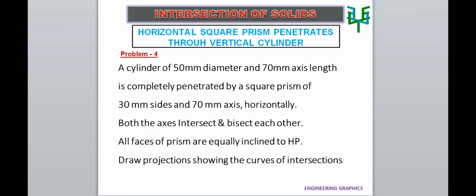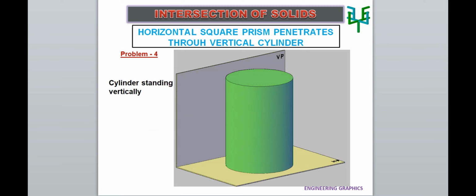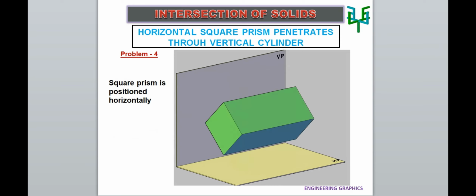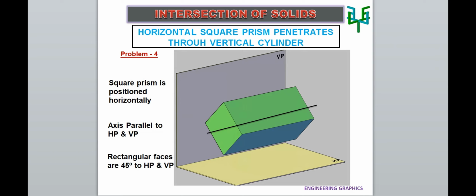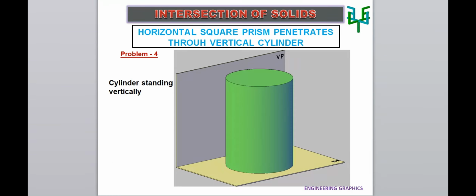In this problem, a cylinder is standing vertically so that its axis is perpendicular to HP and parallel to VP. And a square prism is positioned horizontally so that its axis is parallel to both HP and VP. At the same time, the rectangular faces of the square prism are equally inclined to HP. When the rectangular faces of a square prism are equally inclined, that inclination will be 45 degrees. In fact, the rectangular faces of this square prism are equally inclined to VP also. Axis of both the objects intersects and bisects.